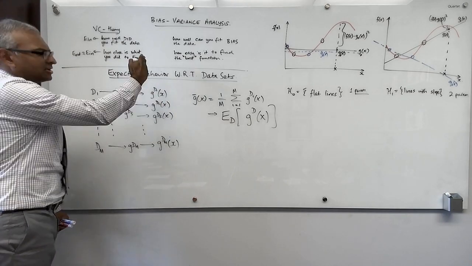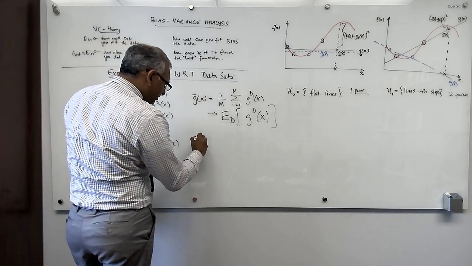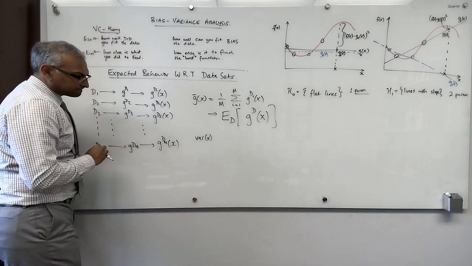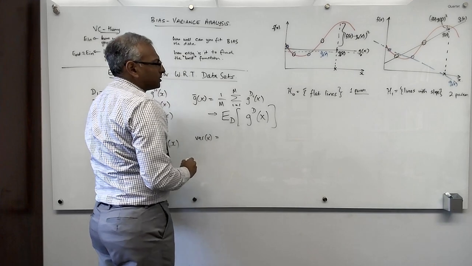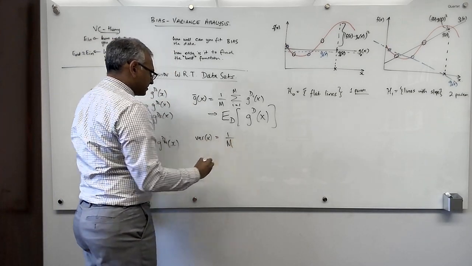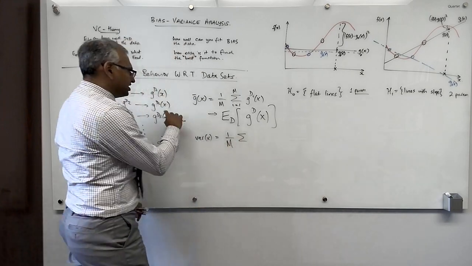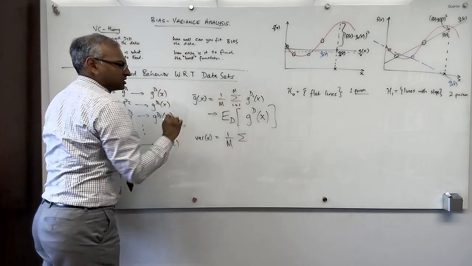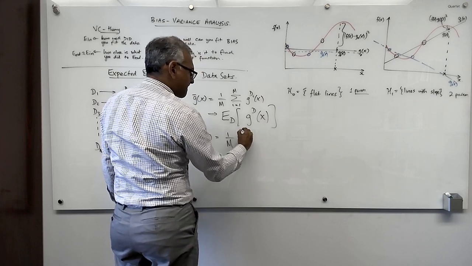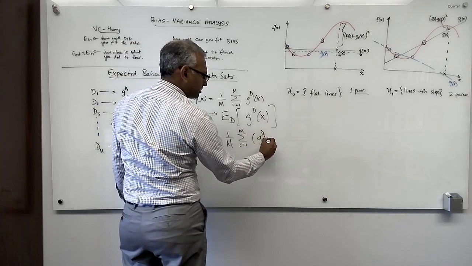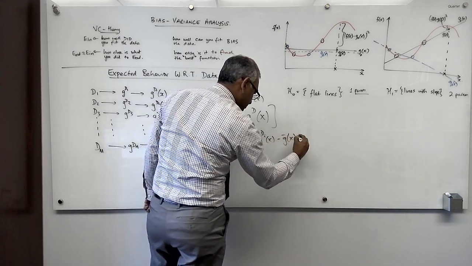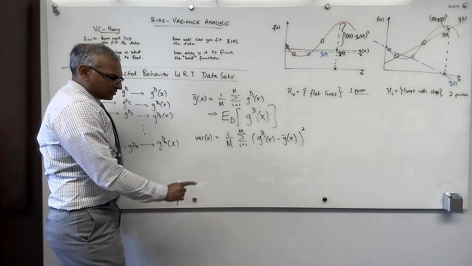Similarly, we could be interested in the variance of the predictions. Let's call that the variance at x. So this is equal to 1 over M, the sum of the average of the deviations of each individual prediction from the average prediction. So g Di of x minus g bar of x, squared. And this is where the squared error comes in. So this is the variance.